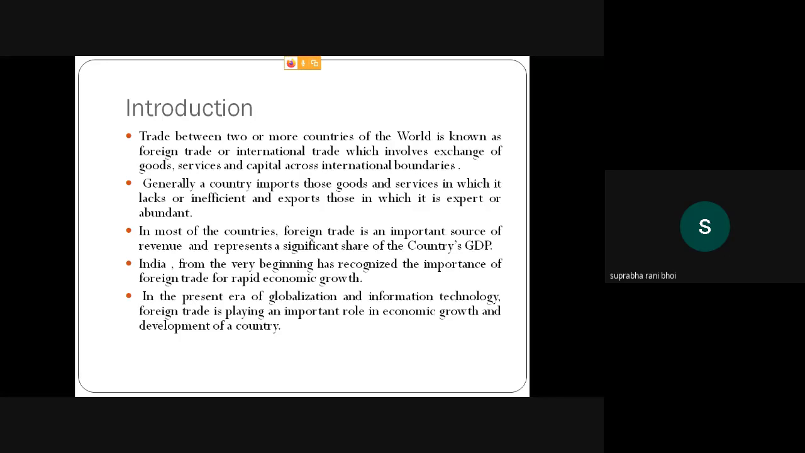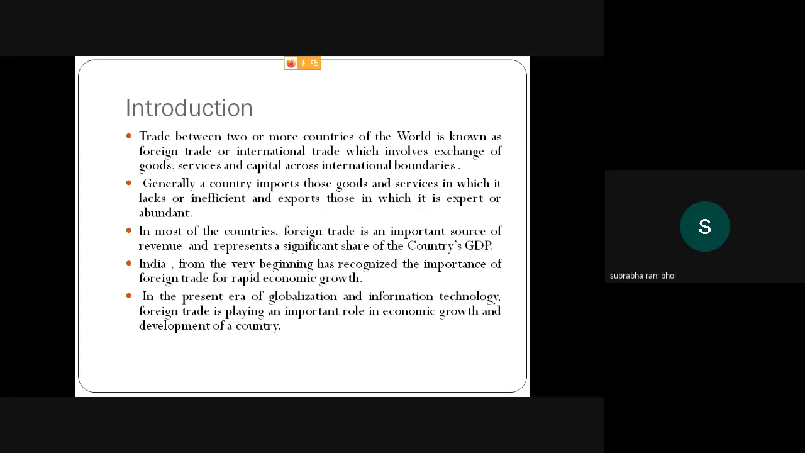Similarly, what types of goods does a country export? A country exports varieties of goods and services in which they are experts, or which they are producing in abundant amount. All of you must know that no country dares to be self-sufficient or closed in the present era. Almost all the countries of the world are participating in foreign trade because we are living in an era where we need varieties of goods and services, almost all of which cannot be produced within the domestic territory of a single country. That's why we need to export some varieties of goods and services.